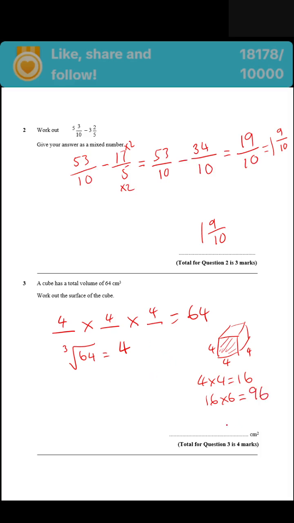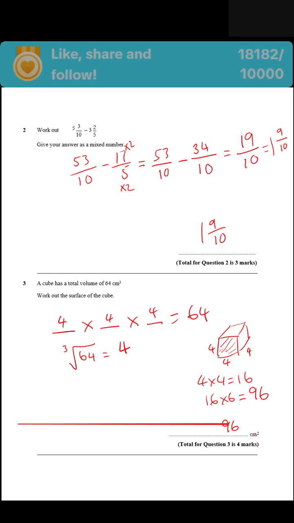Now, on this question, the answer line is giving you the units. So we write 96, and the units are given. If you were to put 96 centimetres, the examiner will just ignore the centimetres because they've given you the units. If they don't give the units, you get an additional mark for that. So if you wrote 96 centimetres squared and it wasn't given on the answer line, you get an extra mark for it.